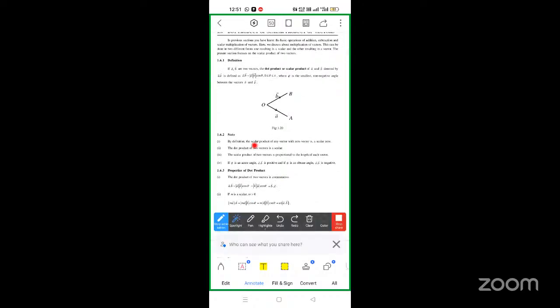Note, by the definition of the scalar product, the dot product of any two vectors is a scalar. The scalar product of two vectors is proportional to the length of each vector. If theta is an acute angle, A dot B is positive. If theta is an obtuse angle, A dot B is negative.